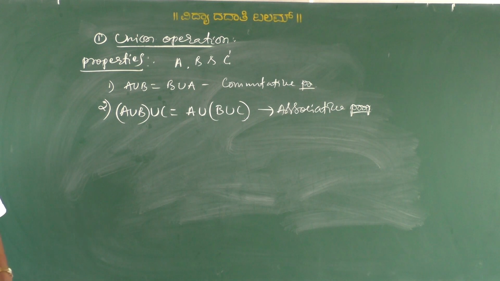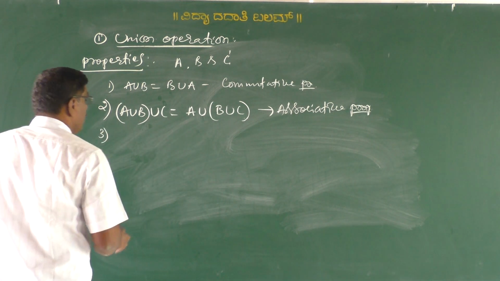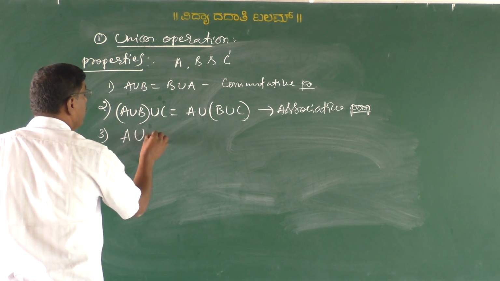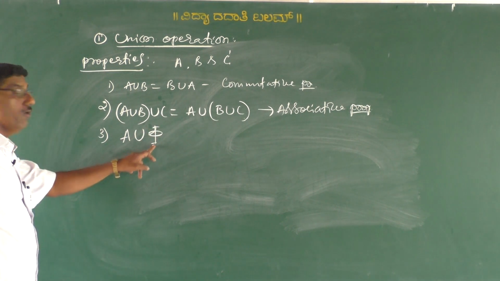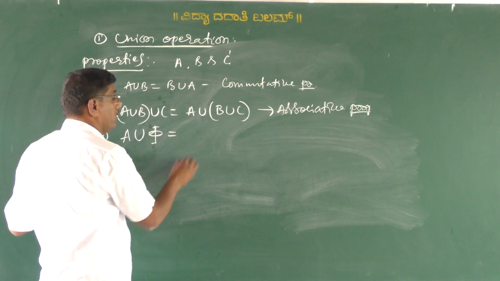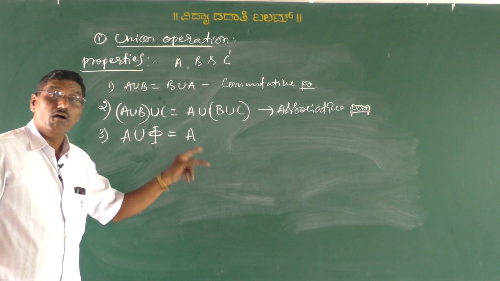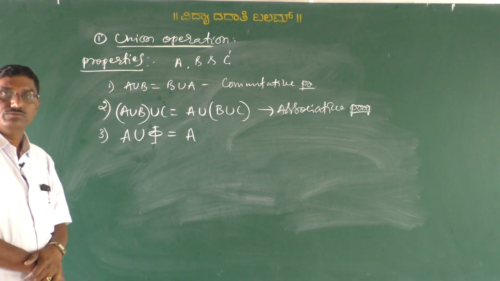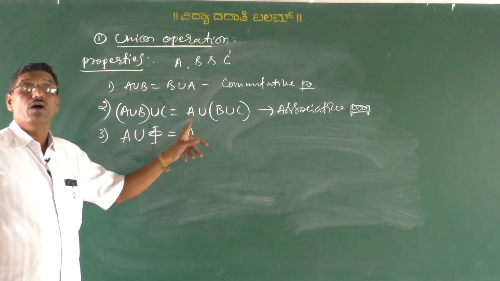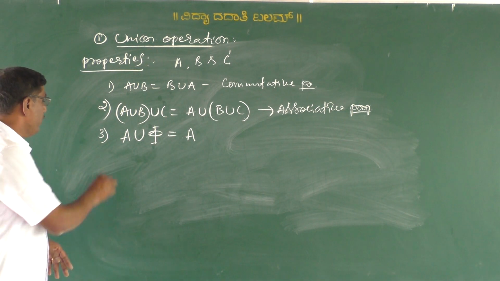Next, the law of identity, the third one. That is A union the empty set. We know this is a null set, an empty set. It is equal to A. This is called the law of identity. Are you understood?